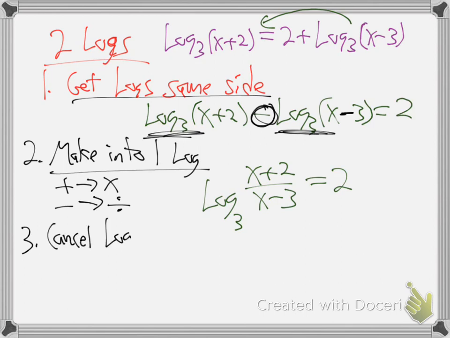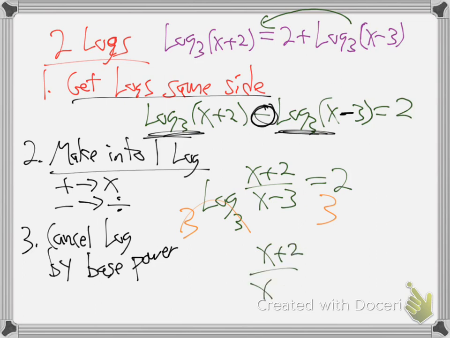Cancel the log by base powering. Yeah. Whatever the base is, in this case the base is 3, do that on both sides and it cancels that out. Because remember, logs are the inverses of exponentials, of powers, aren't they? They're the inverses of powers. So when we do that on both sides, it cancels it out. So here we are again. See how we're just always doing the inverse function to get rid of a function? See that theme? So what does that leave us then? That leaves us with x plus 2 over x minus 3 is 3 squared, 9.